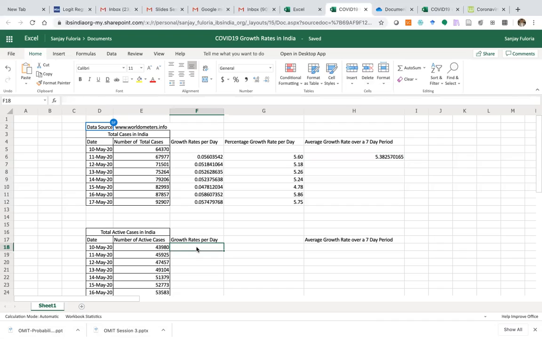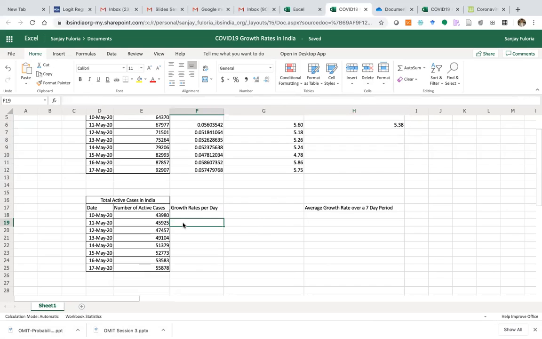Let's look at the average growth rate over a 7-day period for the total number of cases in India, which is 5.38%. Let's again decrease the number of decimal points. We'll make it 2. So it is 5.38%. I'll come to the moving average later.